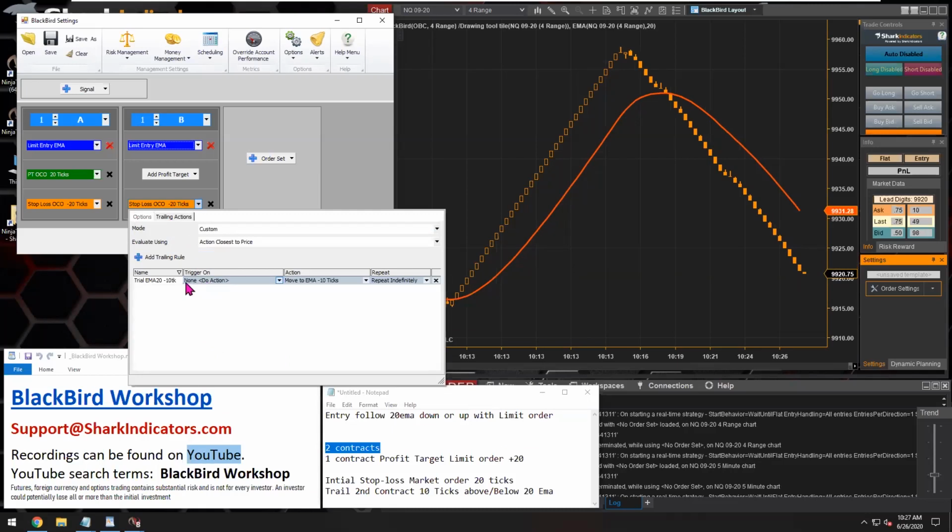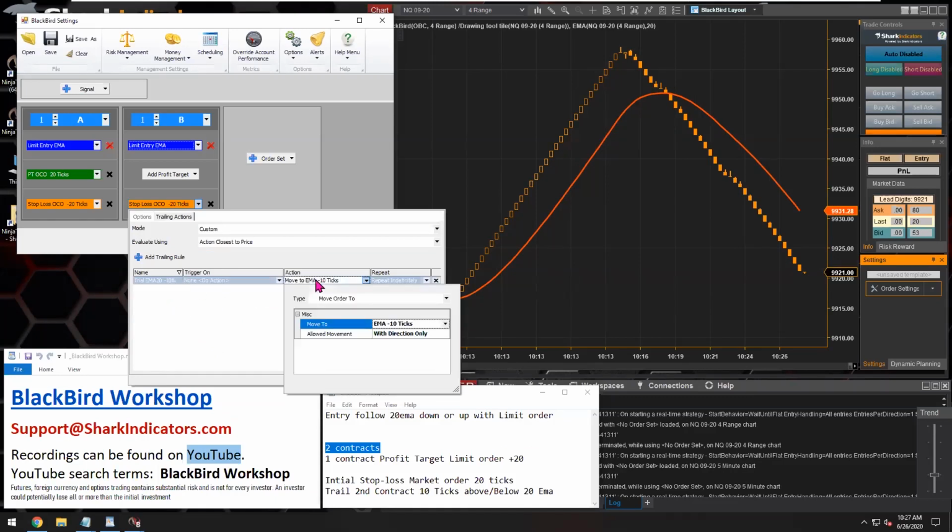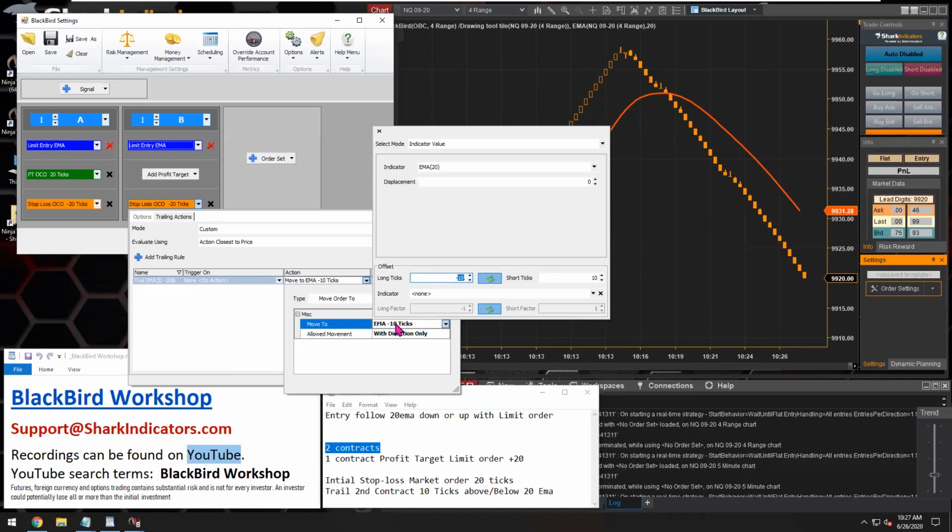For having your stop losses follow or trail some kind of indicator, it's the same process. You just go into your action, the move to, and for this menu, make sure that the select mode is set to indicator value, and that is where you select your moving average, right?